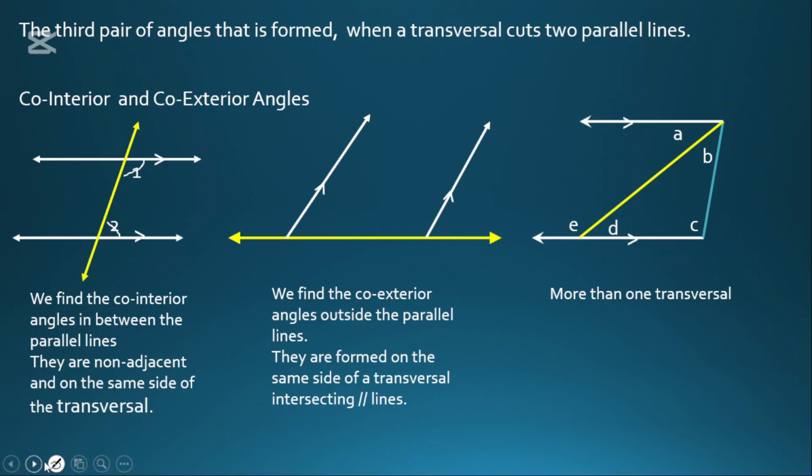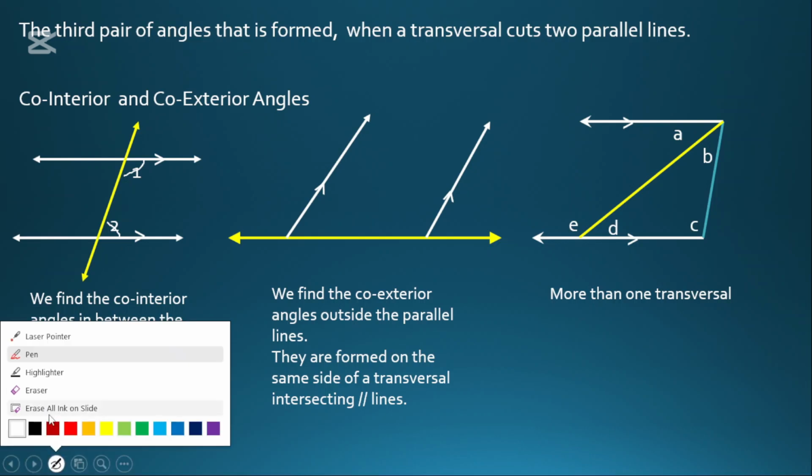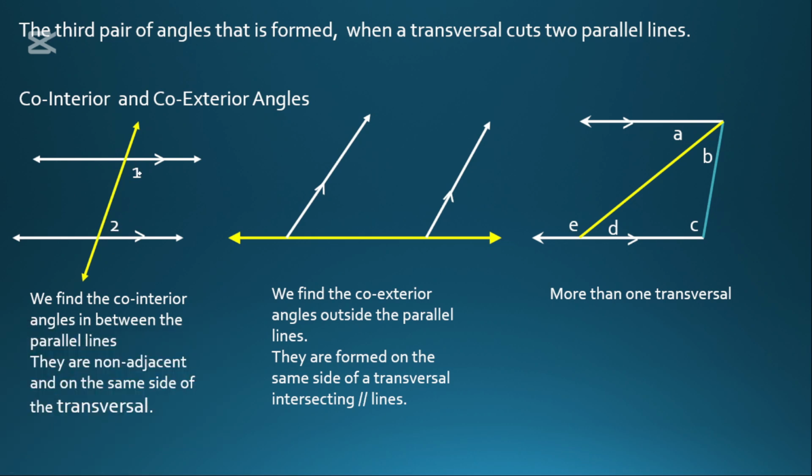Right, let me just clean that white lines there. So it will be 1 and 2. There's another pair, and it's 3 and 4. So it's between the lines on the same side of the transversal. Now the same with the co-exterior angles. This time they're just outside the parallel lines, but they're still on the same side of a transversal. Right, and I'll give you one example, 5 and 6. You see, same side of the transversal, both above, but both outside the parallel lines.